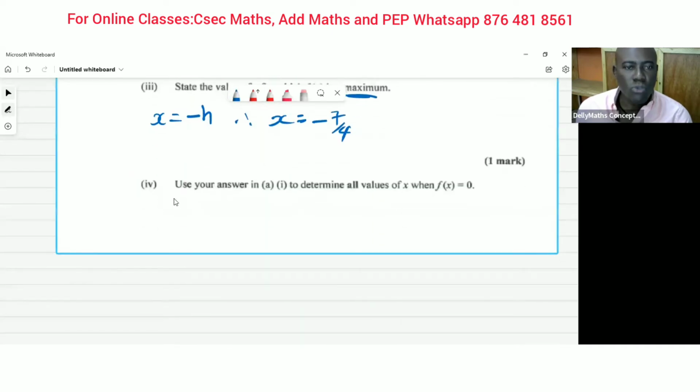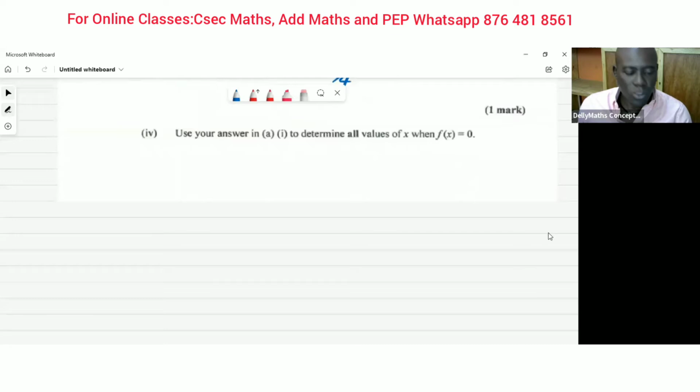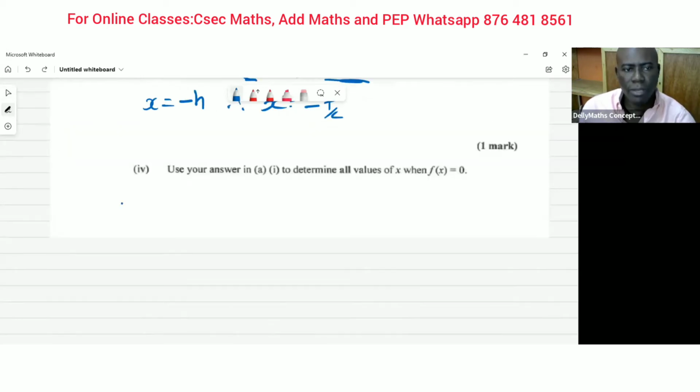All right, it says use the answer in (a) to determine all the values of x when f(x) is equal to 0. The moment we speak about f(x) equal to 0, we're talking about solving. Understand? So if f(x) is equal to 0, we're suggesting that -2(x + 7/4)² + 1/8 is equal to 0.